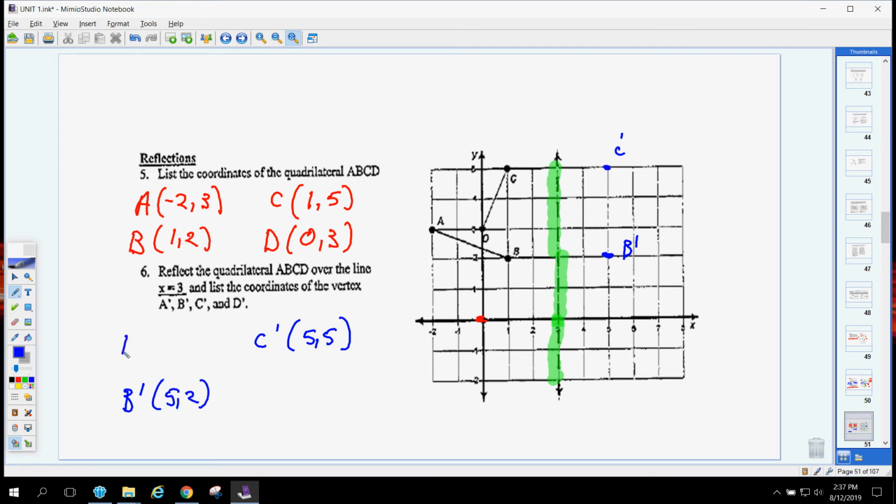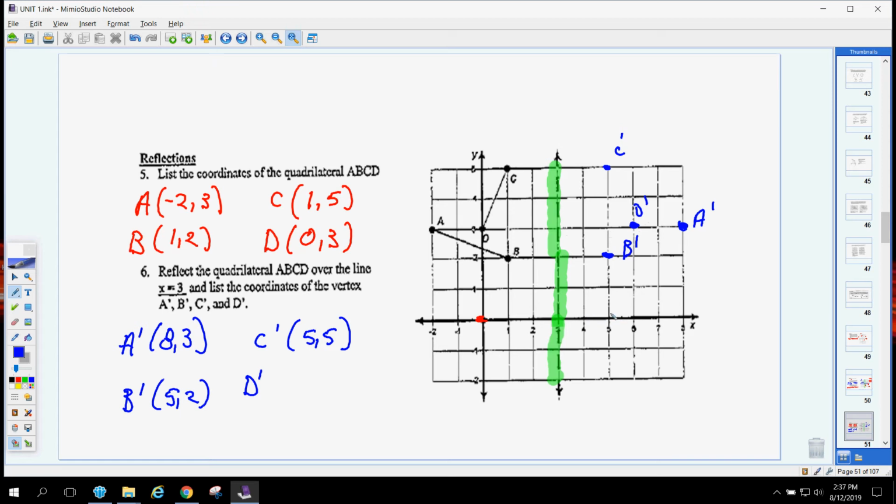Now A prime is going to be 1, 2, 3, 1, 2, 3, 4, 5 spaces there, and then 1, 2, 3, 4, 5 there. So our A prime is going to be here, and that's going to be over 8 and up 1, 2, 3. So A prime is going to be 8 and 3. And D prime is here, and it's 1, 2, 3. And we'll go 1, 2, 3 here. There's my D prime.